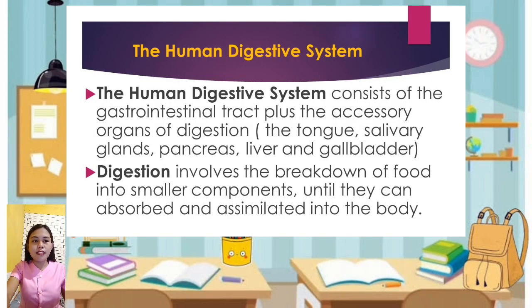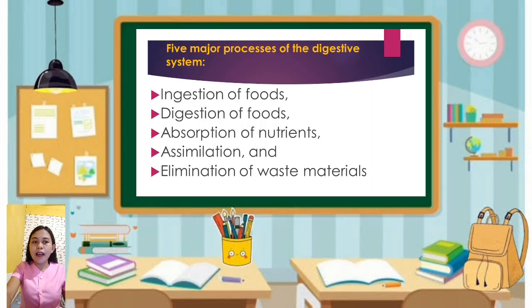The human digestive system consists of the gastrointestinal tract plus the accessory organs of digestion: the tongue, salivary glands, pancreas, liver, and gallbladder. Digestion involves the breakdown of food into smaller components until they can be absorbed and assimilated into the body. There are 5 major processes of the digestive system. First, ingestion of foods. Second, digestion of foods. Third, absorption of nutrients. Fourth, assimilation. And last, elimination of waste materials.